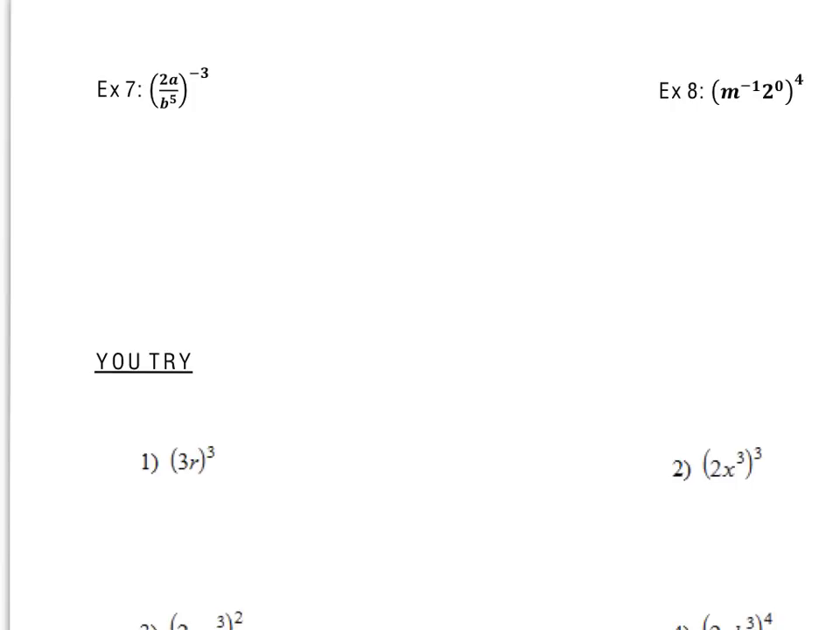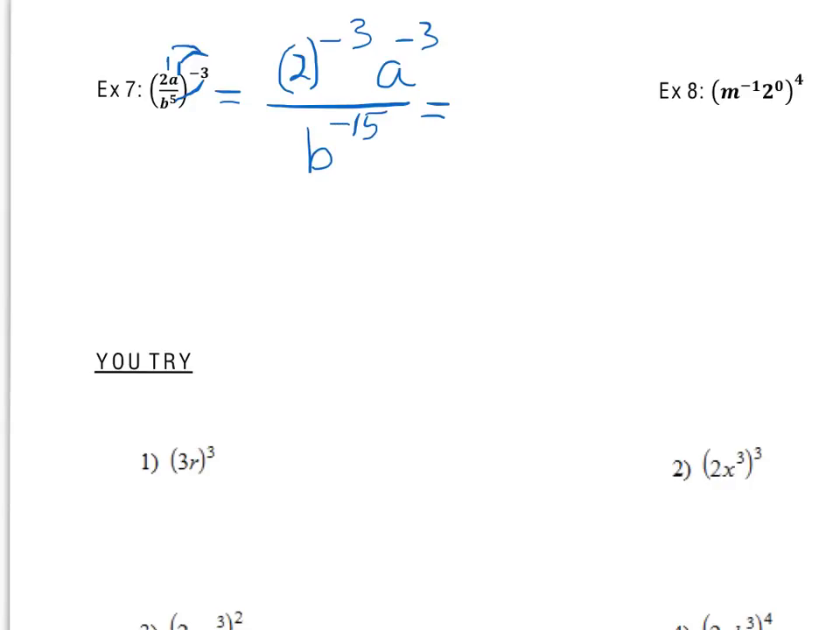Last two examples. First thing you need to do on these, again, put in those hidden ones. And then we need to distribute. When we distribute, we're just multiplying, just like the distributive property. When you do that, keep that 2 in parentheses. 1 times negative 3, negative 3. A to the 1 times negative 3, negative 3, all over B to the 5 times negative 3, negative 15.